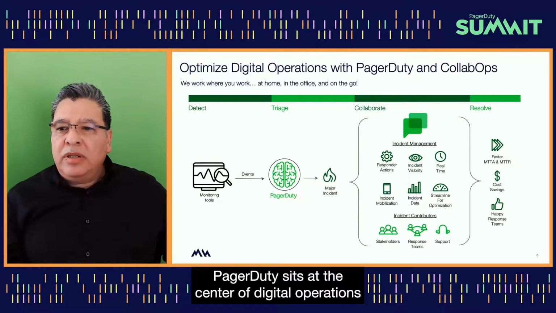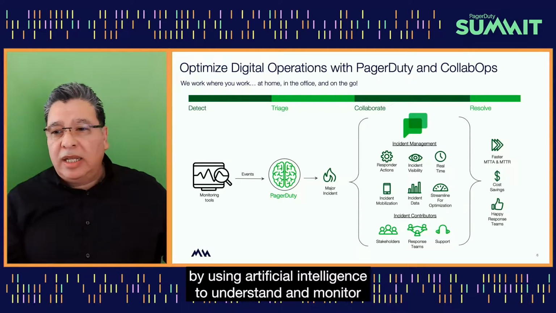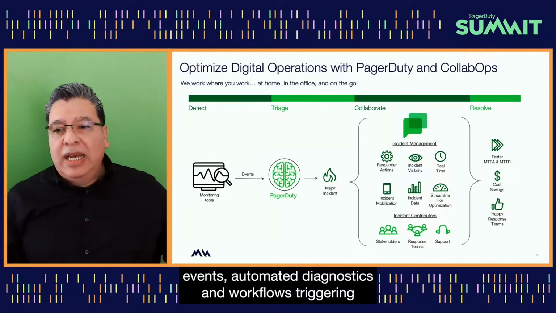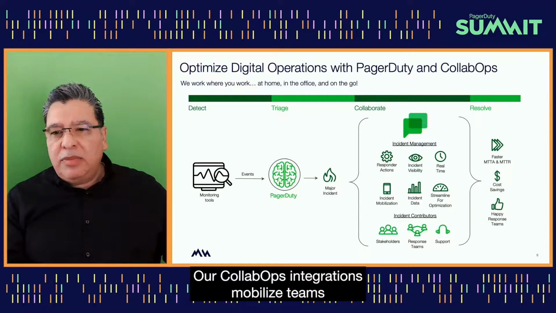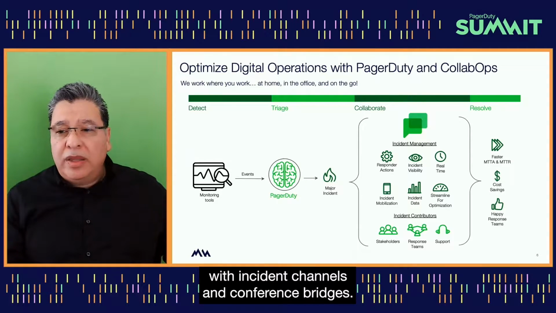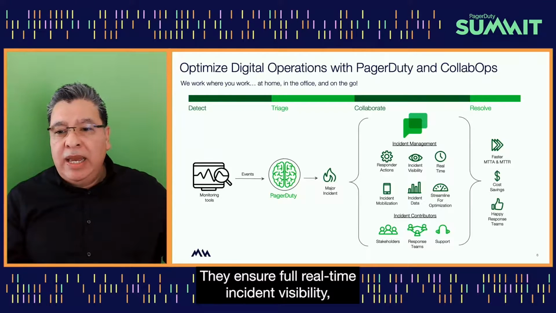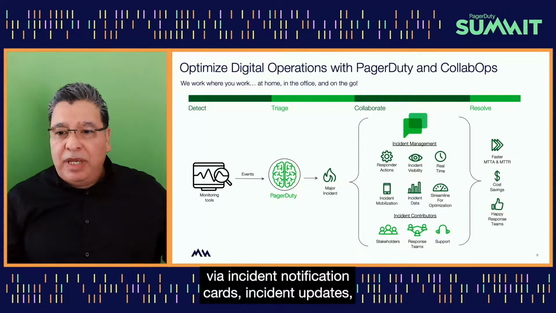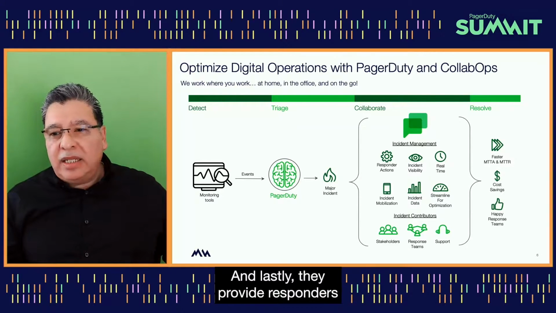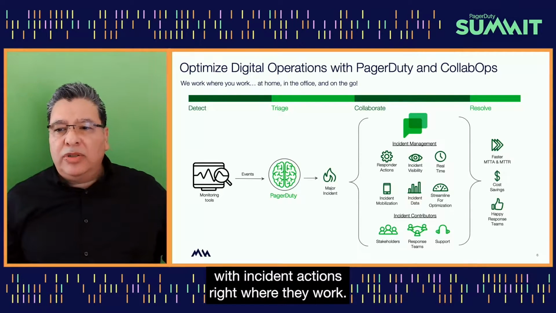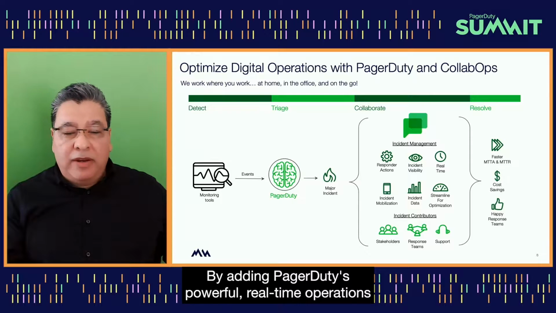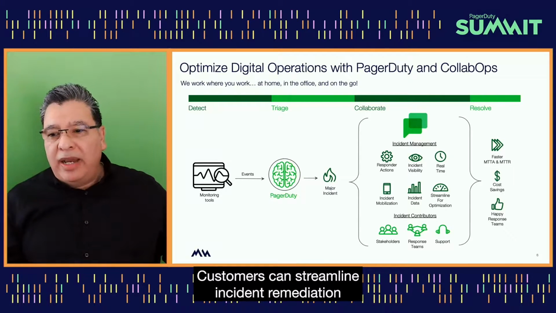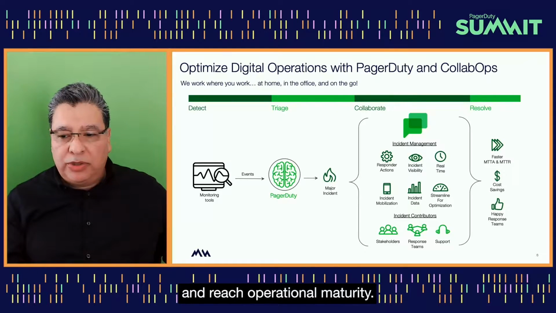PagerDuty sits at the center of digital operations by using artificial intelligence to understand and monitor events, automating diagnostics and workflows, triggering incident response and on-call management. Our CollabOps integrations mobilize teams with incident channels and conference bridges. They ensure full real-time incident visibility via incident notification cards, incident updates, and stakeholder communications. And lastly, they provide responders with incident actions right where they work. By adding PagerDuty's powerful real-time operations platform to CollabOps, customers can streamline incident remediation and reach operational maturity.